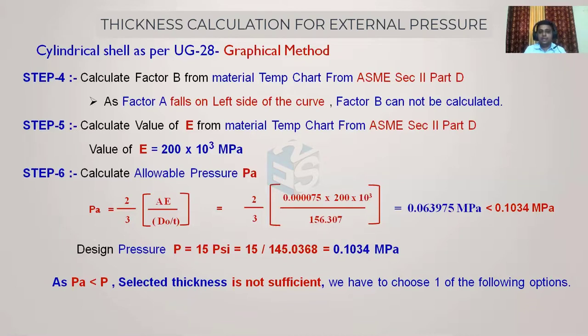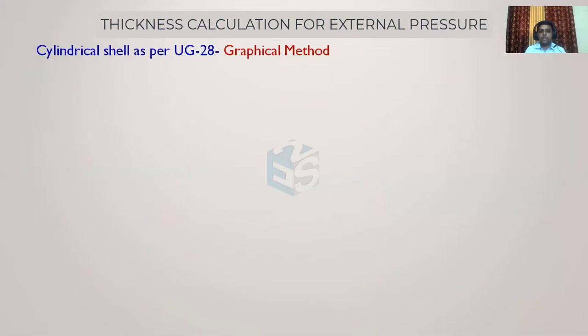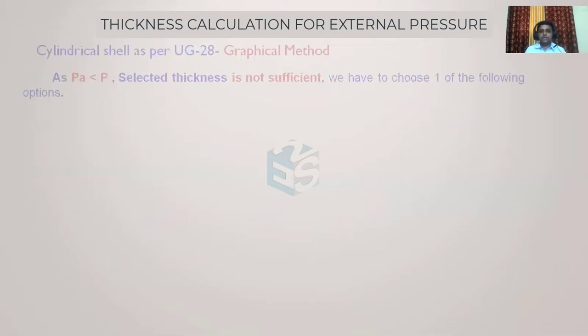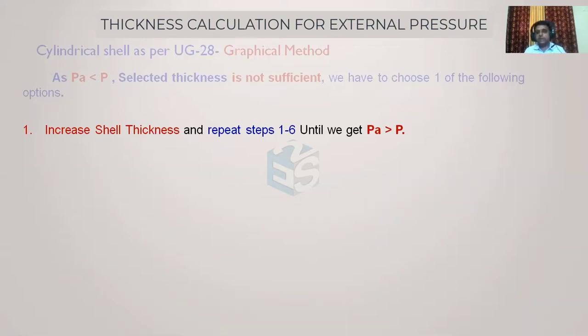As it is an iterative method, in the first iteration, in the first calculation, we have found out that it is not sufficient. The thickness, whatever is there for internal pressure, is not sufficient. Now what needs to be done? There are three options available. Option number 1, increase the shell thickness and repeat the procedure we have done. Again we calculate the allowable pressure and compare it with design. If it is more than design, the design is safe. If it is not, then again we have to go back, increase the thickness and repeat the procedure. That's why it's an iterative procedure.